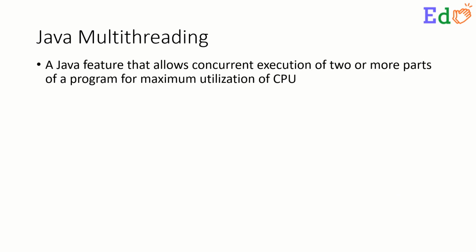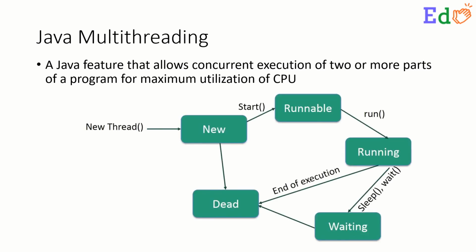Next comes Java multithreading. It is a different concept which we have to learn and is very, very useful. A Java feature that allows concurrent execution of two or more parts of a program for maximum utilization of the CPU is known as the multi-threading feature. And this is the entire multi-threading cycle, or thread cycle rather, we may say. We have to learn and master this.